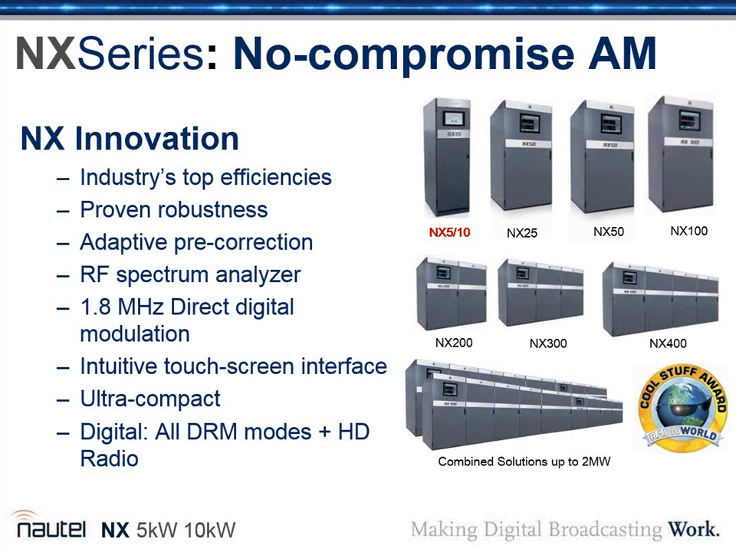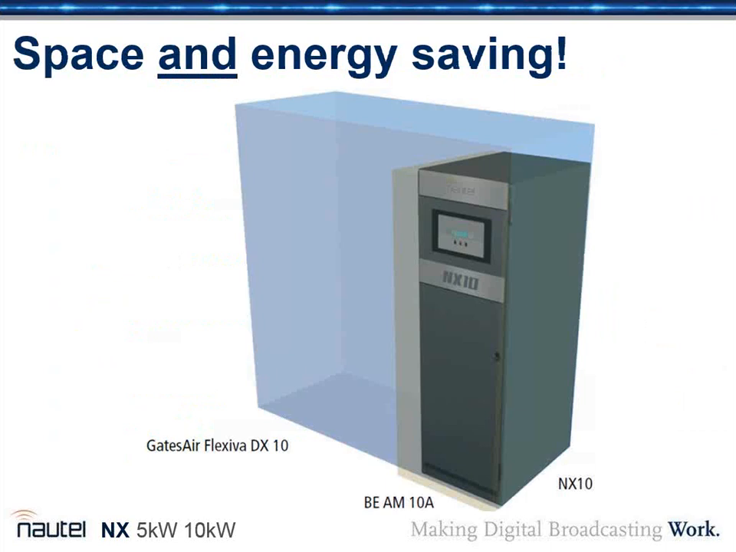These transmitters go from our 5 kilowatt now all the way up to 2 million watts, in a single box, or a few boxes put together in the 2 million watt size. And we won the Cool Stuff Award, and we're very proud of that. By comparison, the Gates Air Flex Diva DX10 takes up a lot of floor space in a transmitter site, as does the BEAM10, and the NX10 is the smallest of the bunch.